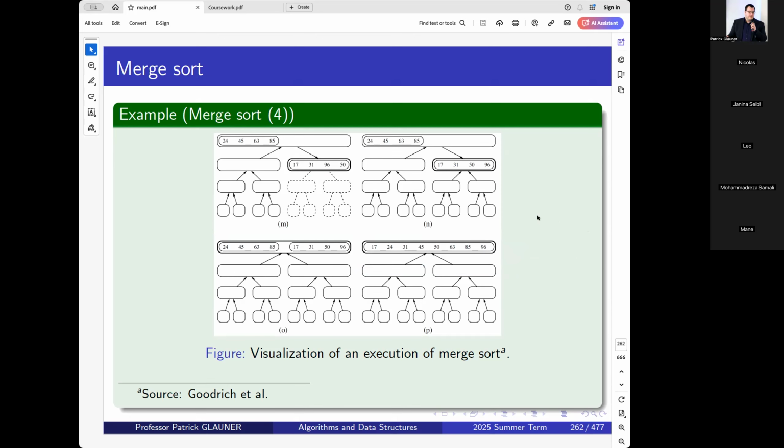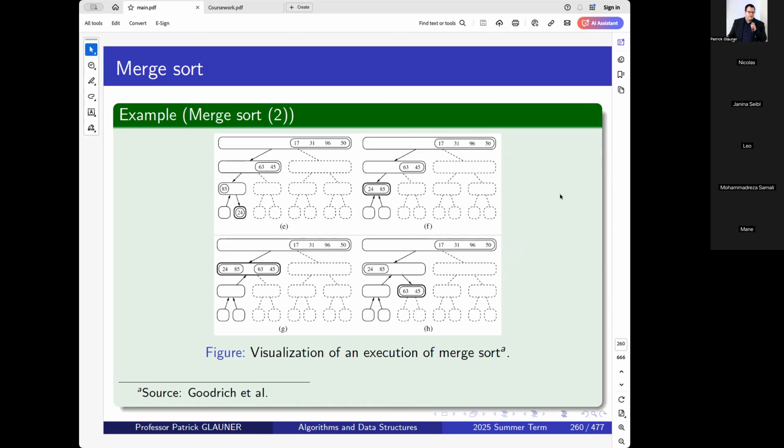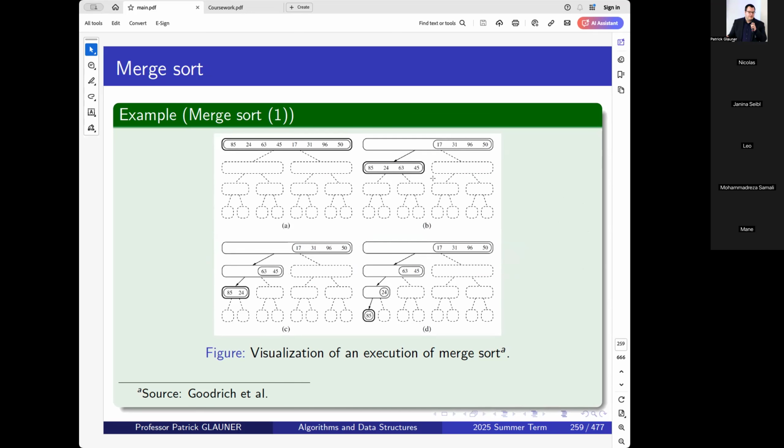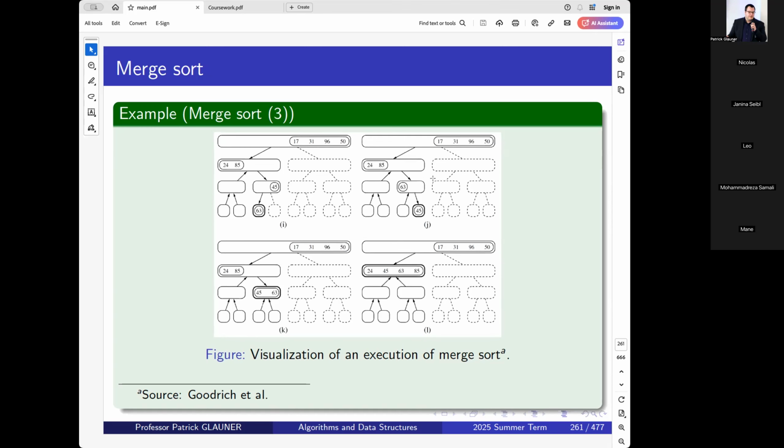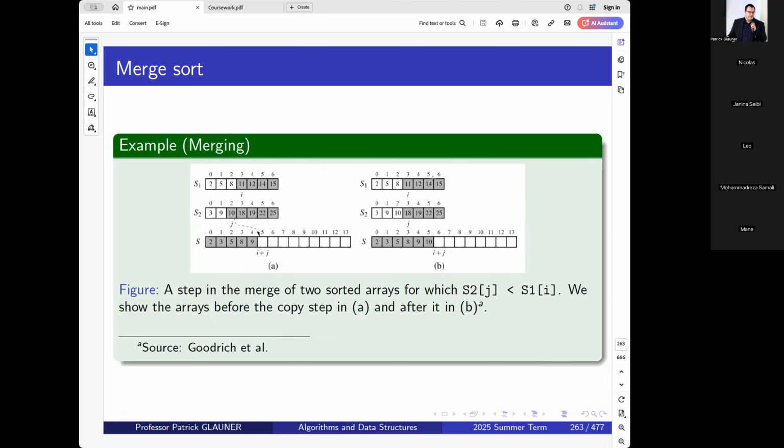So we need to implement two parts. We need a procedure that can merge two sublists, and I need a procedure which does all this splitting, because I somehow need to split the original data set into smaller ones. Let's first look at what the merging could look like.